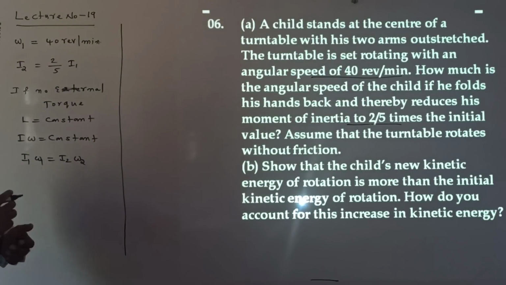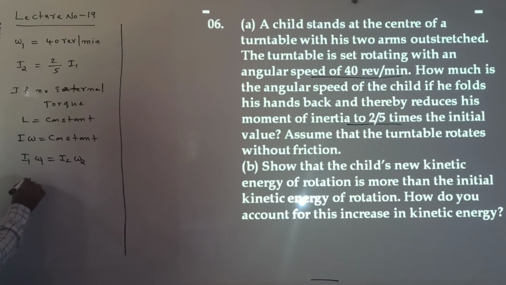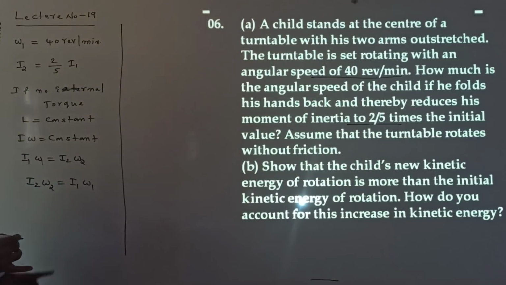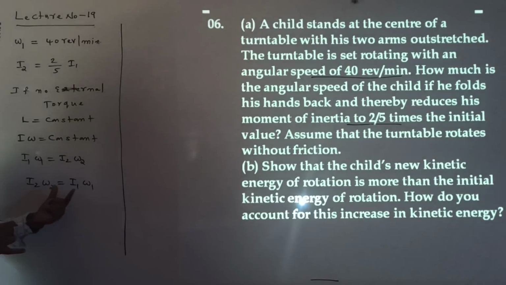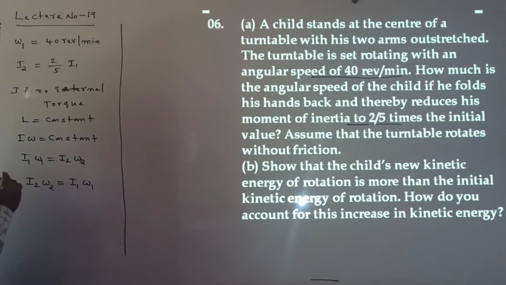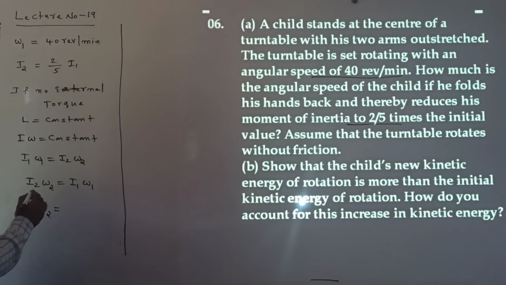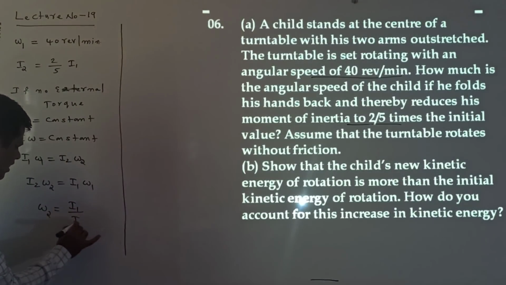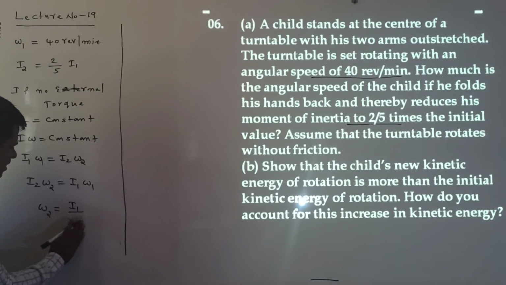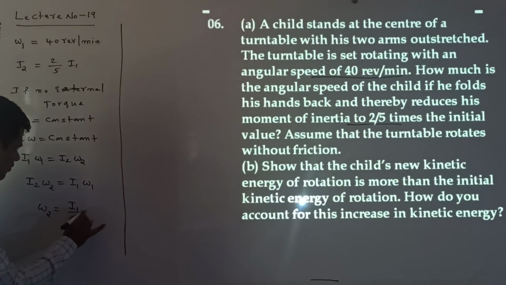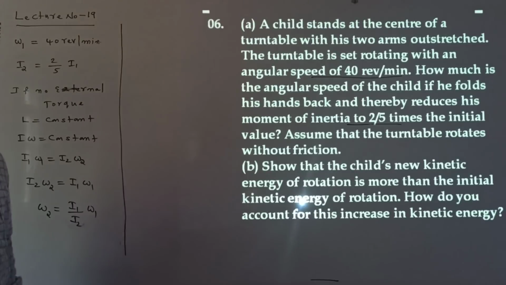Now omega 1 is 40 revolutions per minute, and I want to find omega 2. From I2 omega 2 equal to I1 omega 1, omega 2 is required. Omega 2 is equal to I1 by I2 into omega 1. This is the omega 2 value.